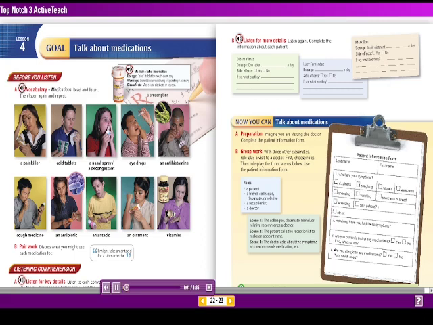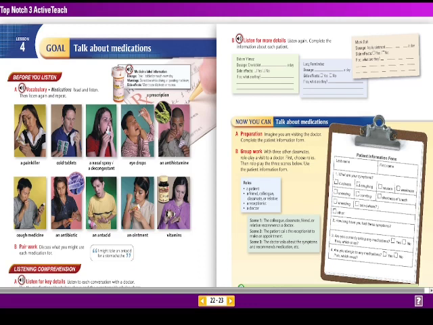Page 22. Before you listen. Exercise A. Vocabulary. Medications. Read and listen. A painkiller. Cold tablets. A nasal spray. A decongestant. Eye drops. An antihistamine. Cough medicine. An antibiotic. An antacid. An ointment. Vitamins.